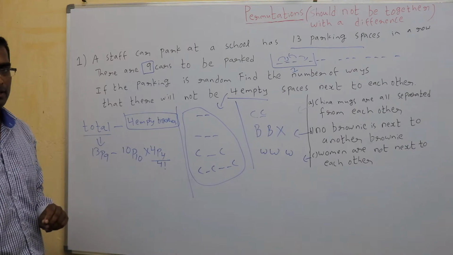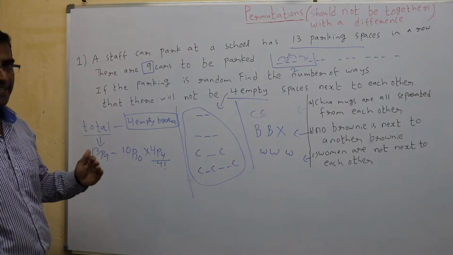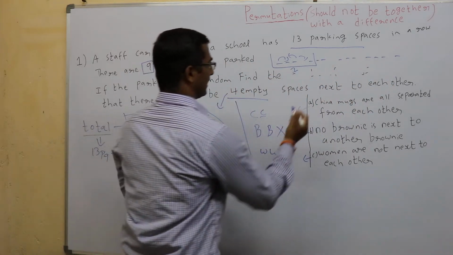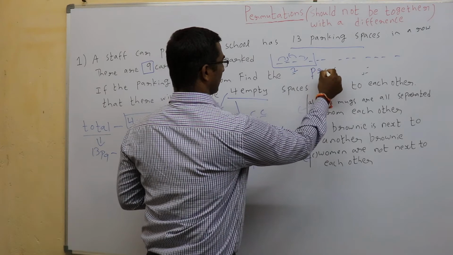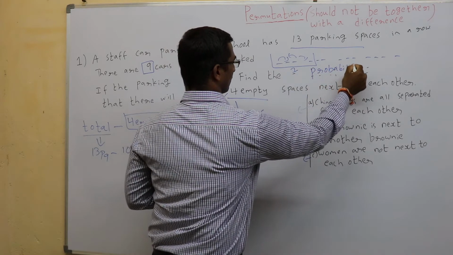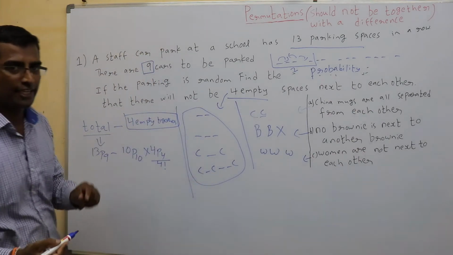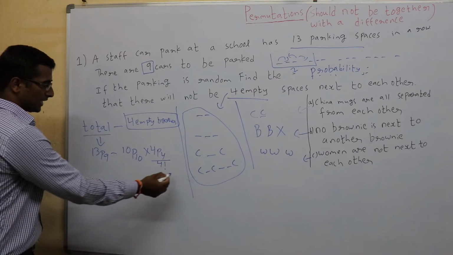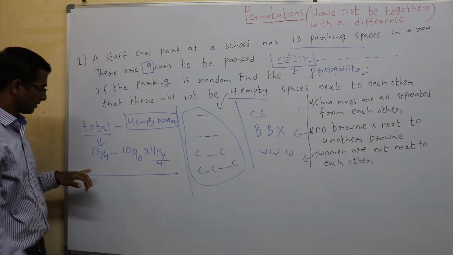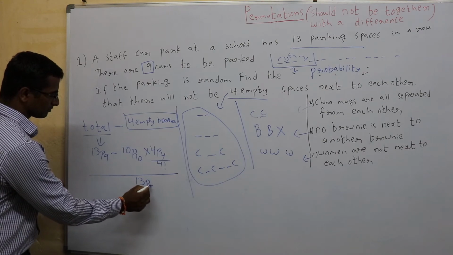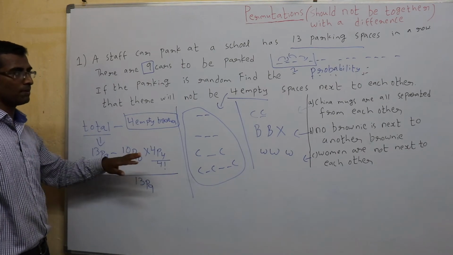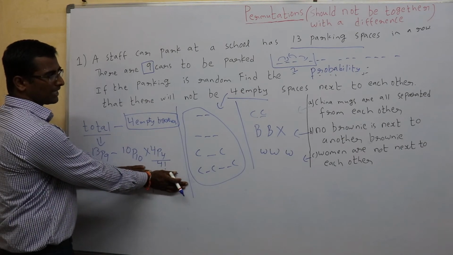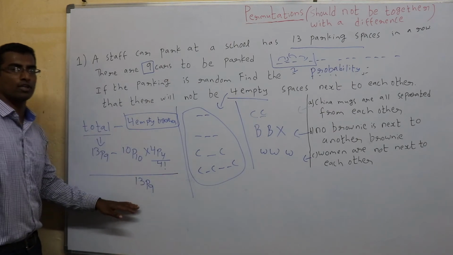Did you understand? Now, next one. Instead of asking the number of ways, let us assume he has asked you to find the probability. Then what is the change in the answer? The only change in the answer would be, whenever they are asking for the probability, you need to divide by the total number of ways, which is 13P9. So this is the answer if probability is asked. If probability is not asked, till here is the answer. If probability is asked, you need to divide by the total number of ways.